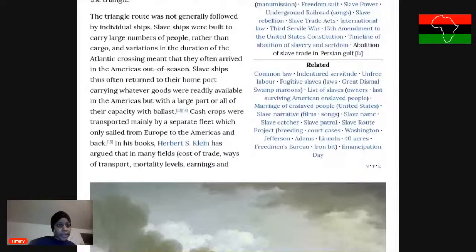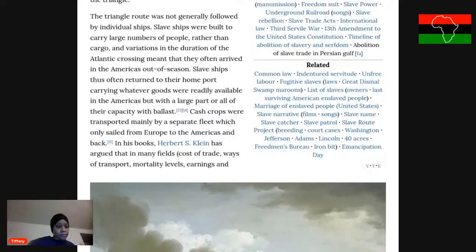Slave ships were built to carry large numbers of people rather than cargo, and variation in the duration of the Atlantic crossing meant that they often arrived in the Americas out of season. Slave ships thus often returned to their home port carrying whatever goods were readily available in the Americas, but with a large part of their capacity filled with ballast. Cash crops were transported mainly by a separate fleet, which only sailed from Europe to the Americas and back.